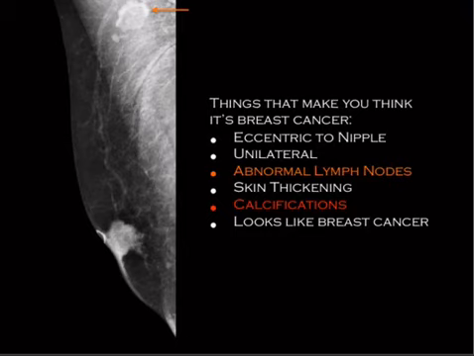So eccentric to the nipple, unilateral, although you can have unilateral gynecomastia. An abnormal lymph node is a big tip-off. Skin thickening is a big tip-off. Calcifications are a big tip-off. And probably the most helpful thing is that it just looks like a breast cancer.